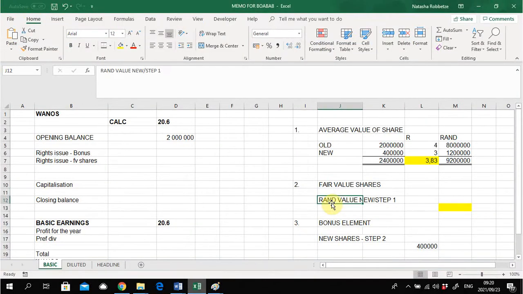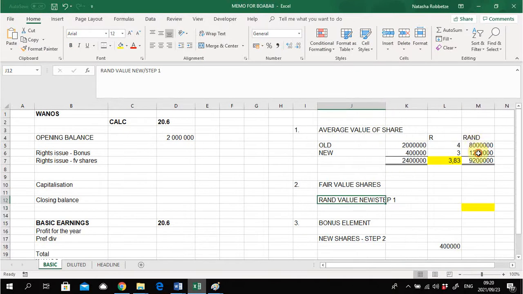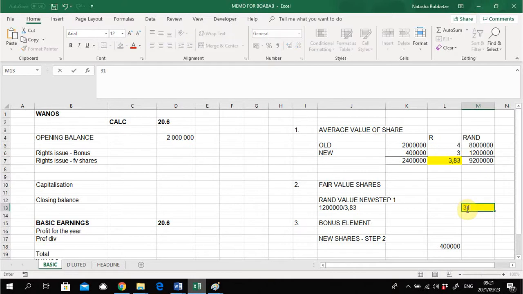So how do we get to the fair value shares? Well, we take the Rand value of the new issuance, which is the 1.2 million, and we divide it by the answer in step 1. So we're going to say 1.2 million divided by the 3.83. And when I do that calculation, I get an answer of 313,316 if I round to the nearest whole number of shares.